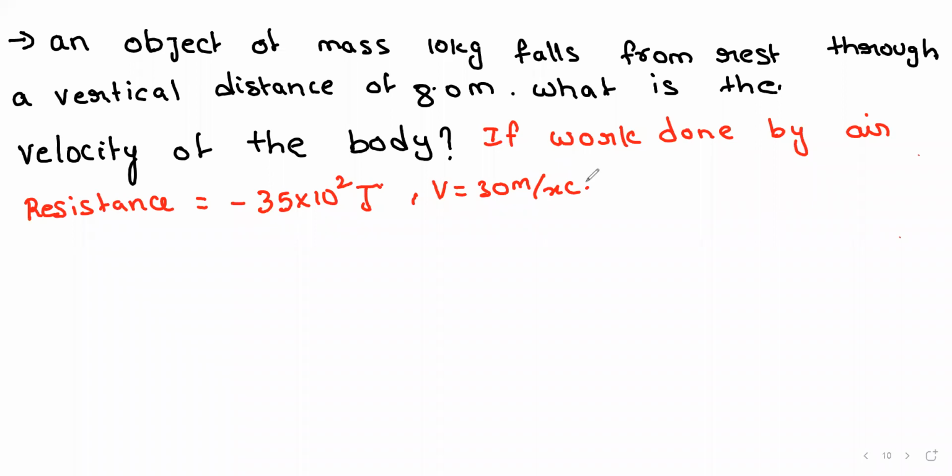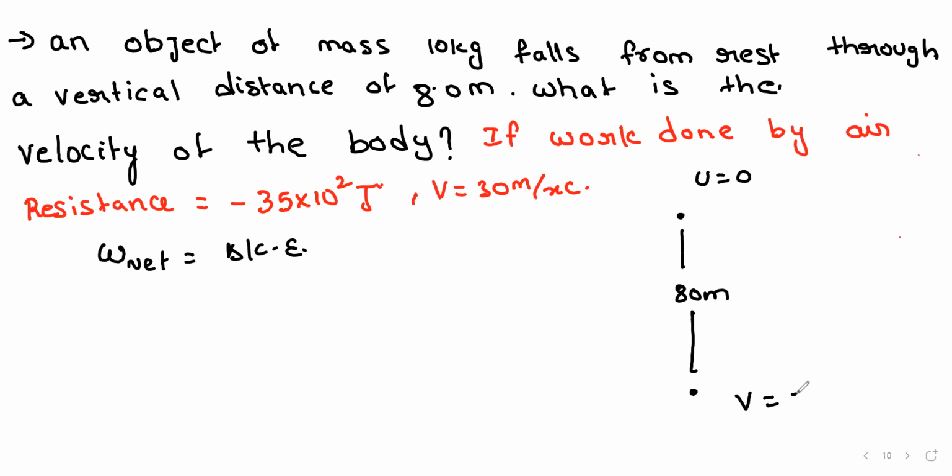Sir, how, sir? I'll do it. So here we have to use the work energy theorem. The work energy theorem is: net work done is equal to change in kinetic energy, right? So the ball falls through a vertical distance of 80 meters. Initial velocity is 0. Final velocity is v.